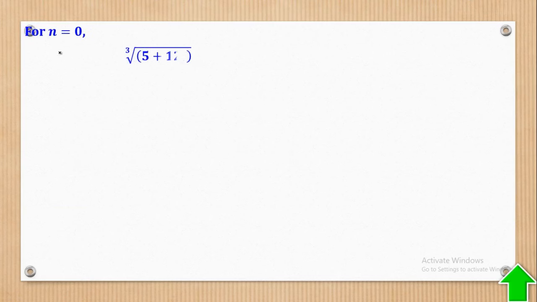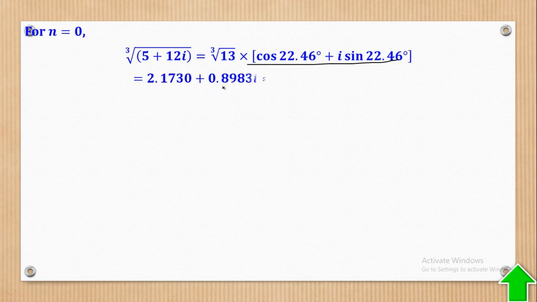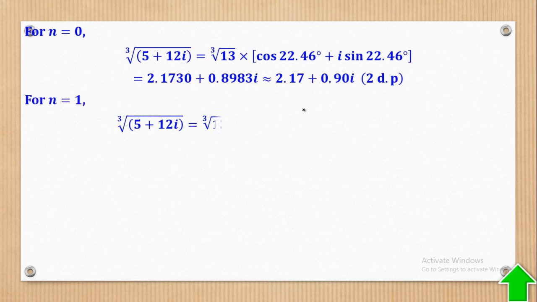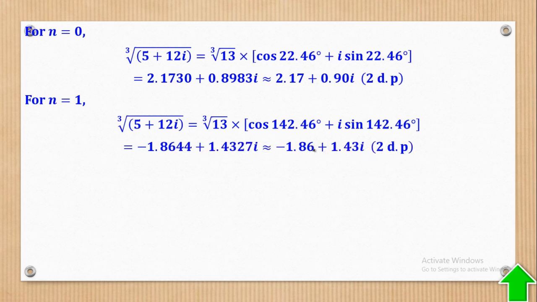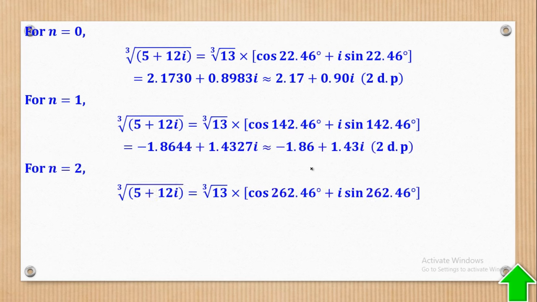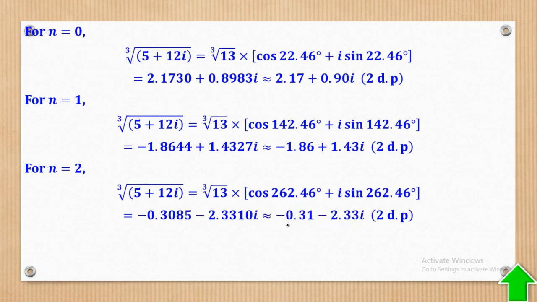So for n equal to 1, I'll come up with this. Therefore use a calculator, I'll come up with this, but they said 2 decimal places, so I'll come up with that. Then for n equal to 2, I'll come up with that. Use a calculator, I'll come up with that. They said 2 decimal places, that's why I have to round off.